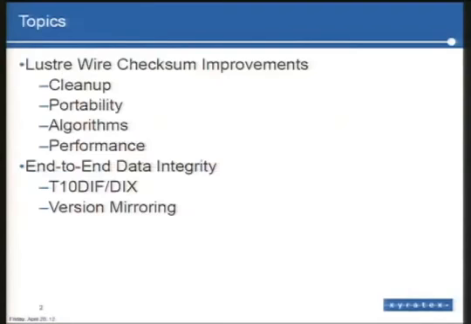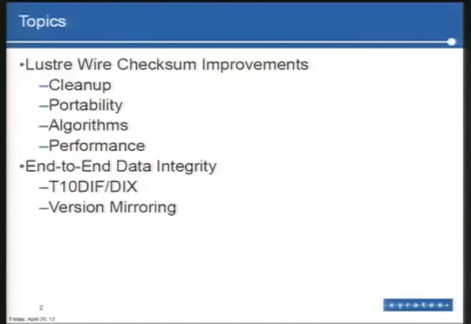Okay, so these are the particular areas that we're going to be looking at. On the wire checksums themselves, some additional cleanup in how the checksums are done, some additional algorithms that we're doing there, and then some improved performance based on some hardware availability, if possible. And then on the opposite side of that, some portability improvements. If the hardware is not available, you can still use a wider variety of these checksum algorithms.